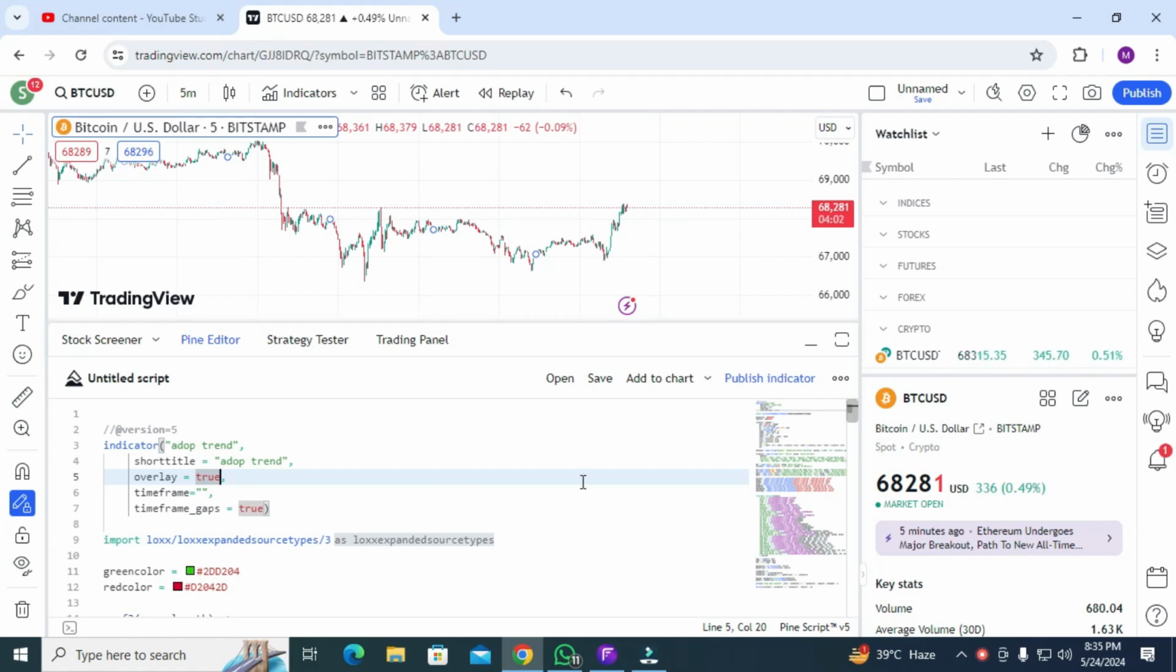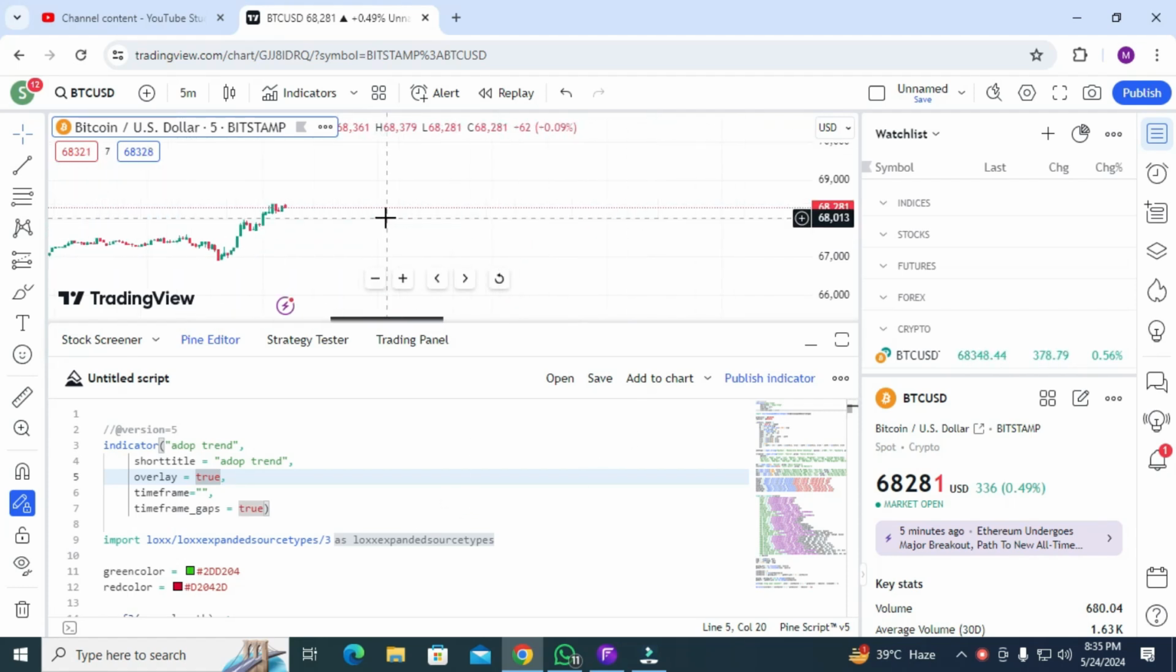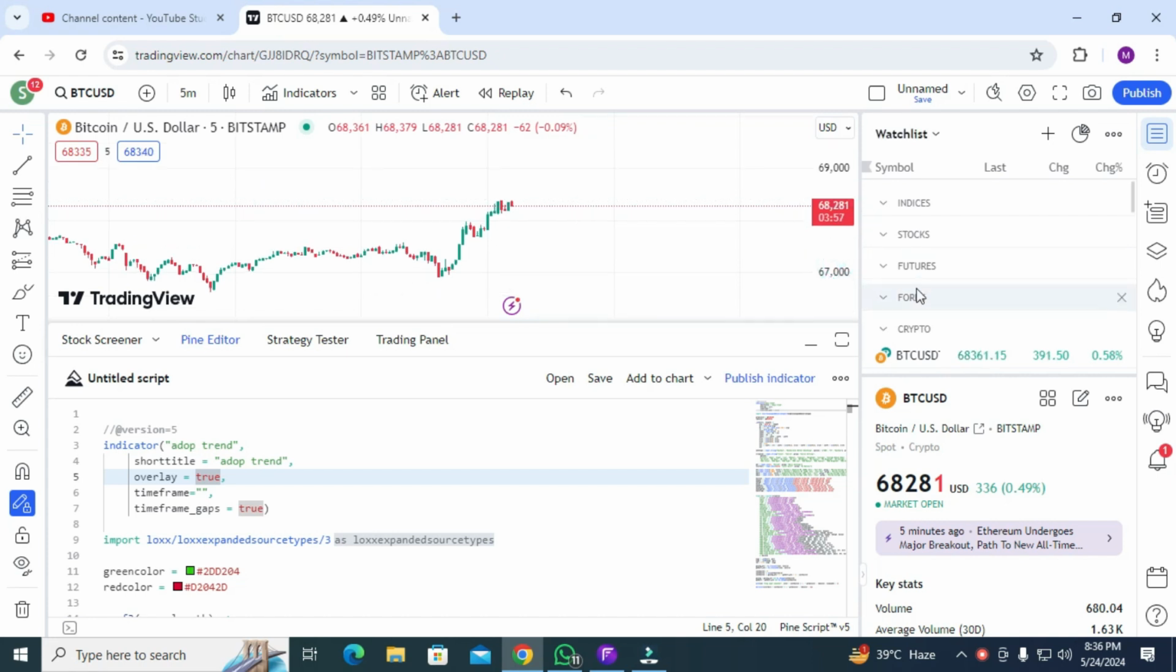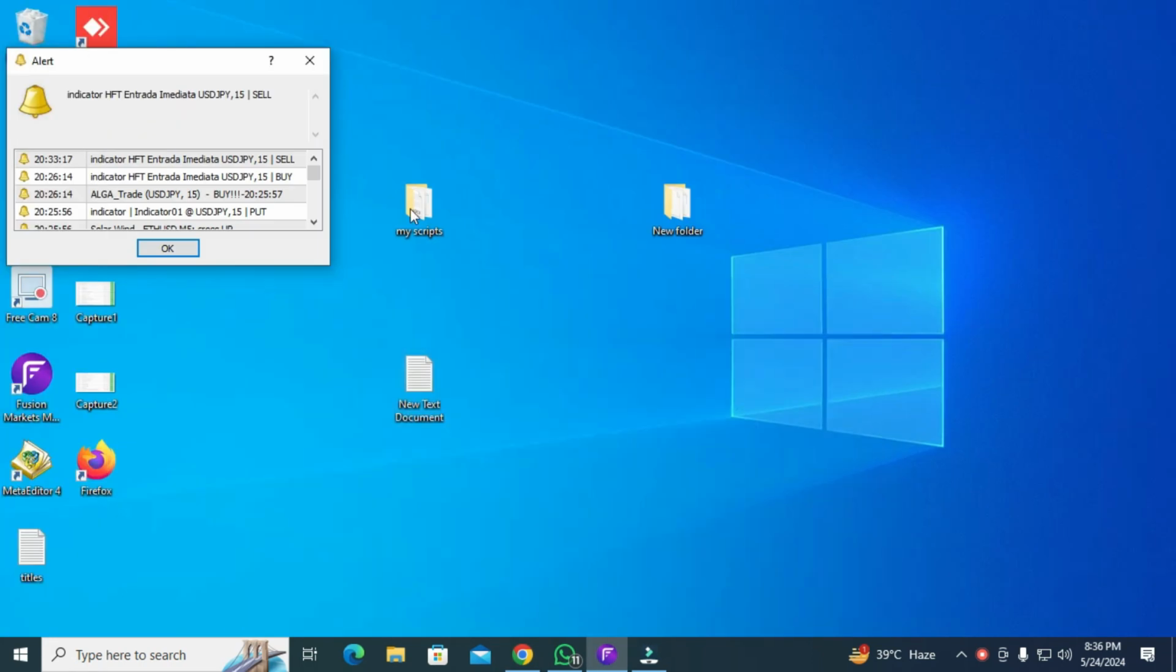Hopefully you are fine. In this video I'm going to show you an amazing indicator, so you will love it. First of all, we need to add one indicator. So let's go to the Pine editor.